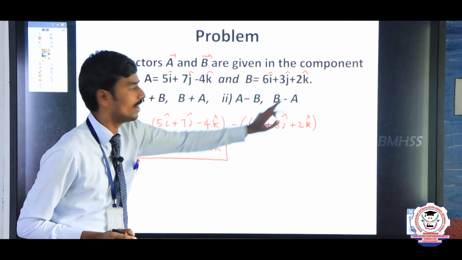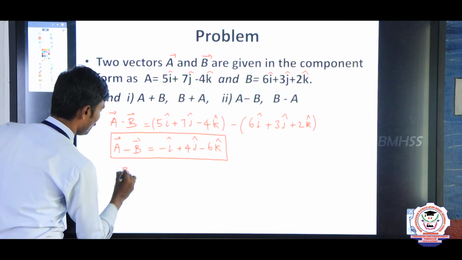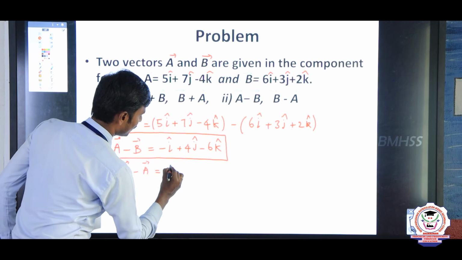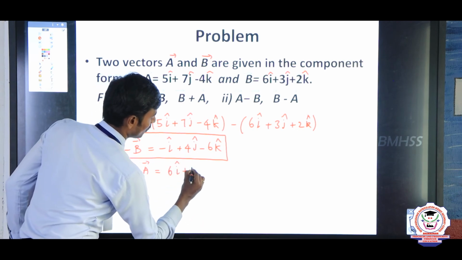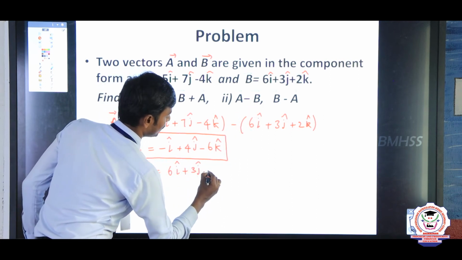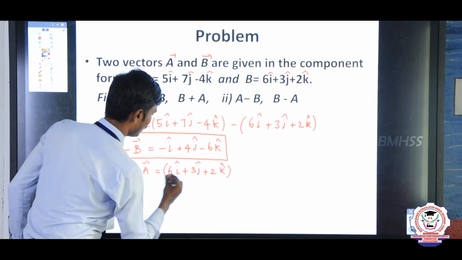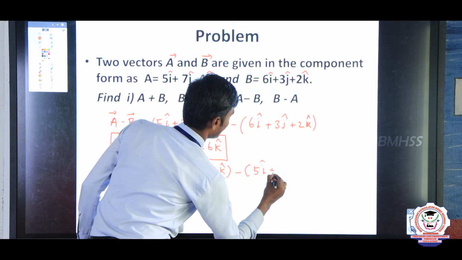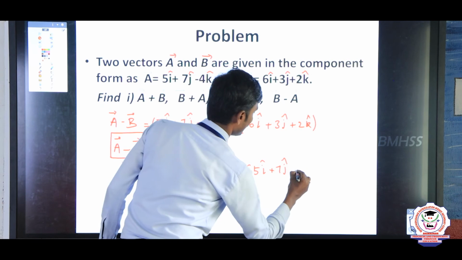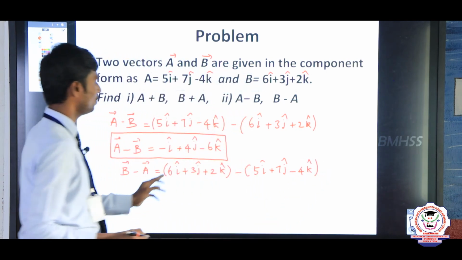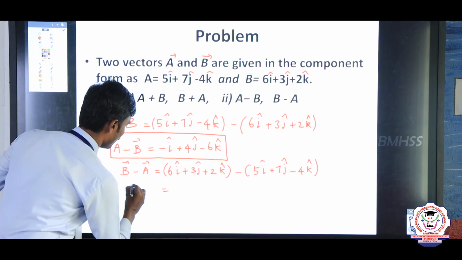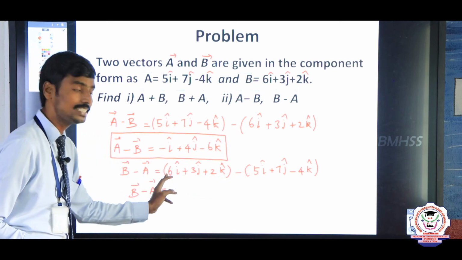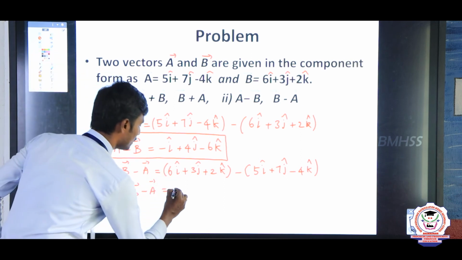The next question, B vector minus A vector. Rearrange. First one is put B vector minus A vector. We get the answer, same value or check. B vector, what value? B vector 6 i cap plus 3 j cap plus 2 k cap. Okay, this is the B vector minus A vector 5 i cap plus 7 j cap minus 4 k cap. Okay, so minus this value, we get the answer B vector minus A vector equal to, here 6, here minus 5. 6 minus 5, what is the value? We get only plus 1, that means plus i cap.